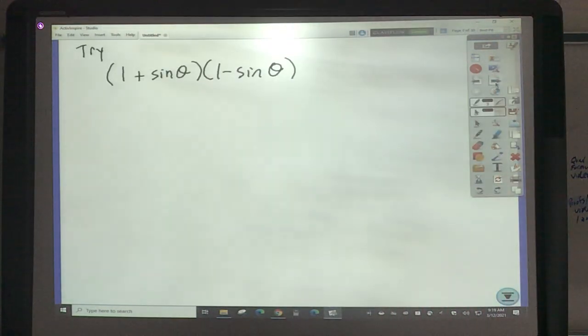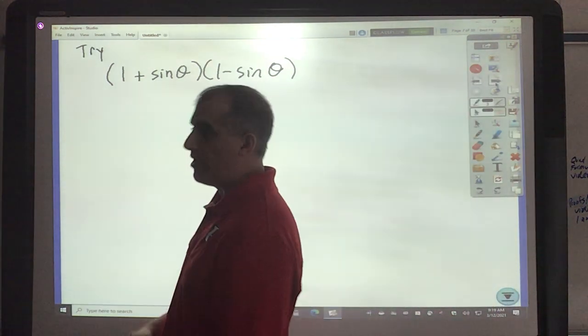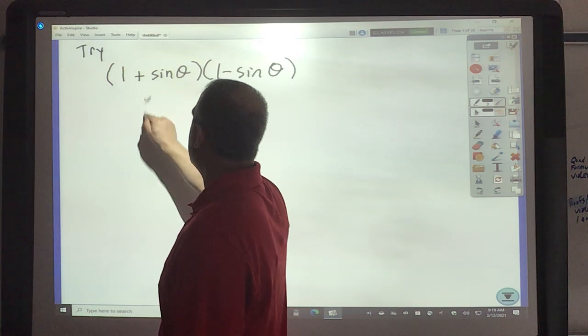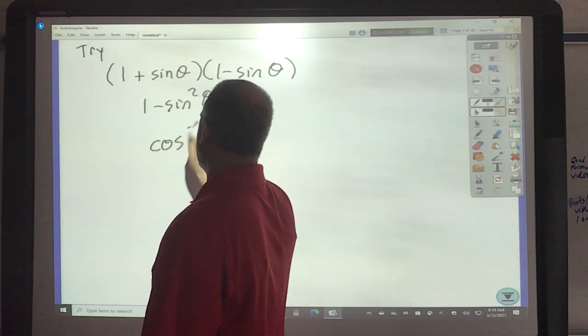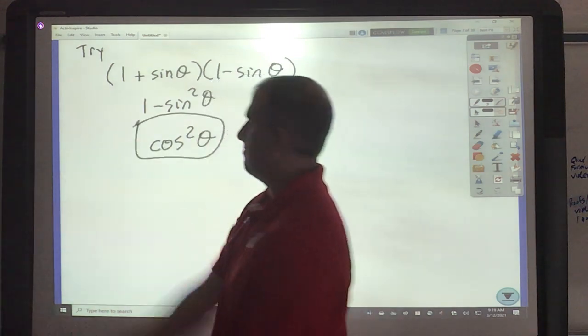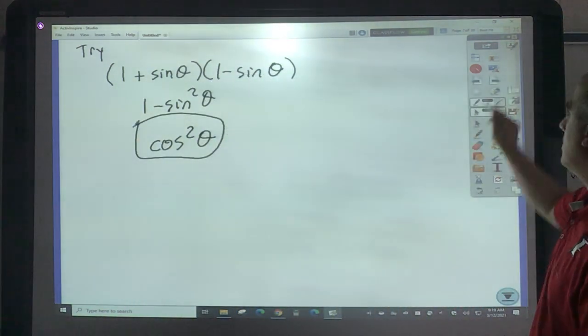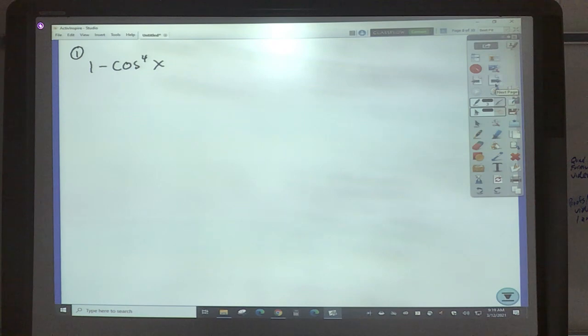So I'm just trying to show you a couple of different things. This one, try this one on your own. But this one would be 1 minus sine squared theta. What does this equal? Cosine squared. Boom. Done. Sometimes they are that simple.